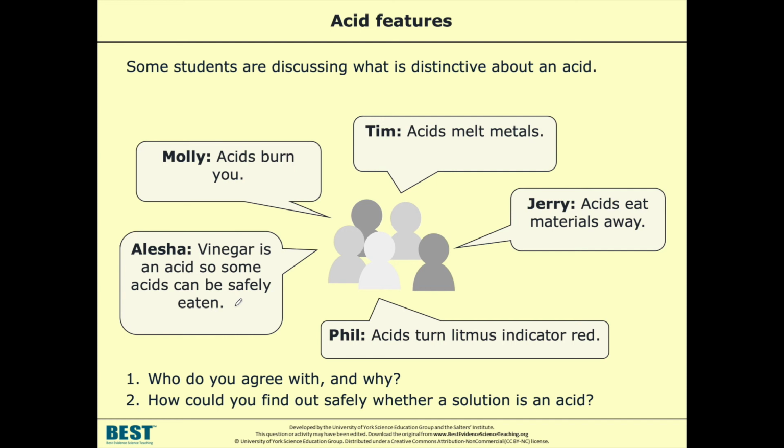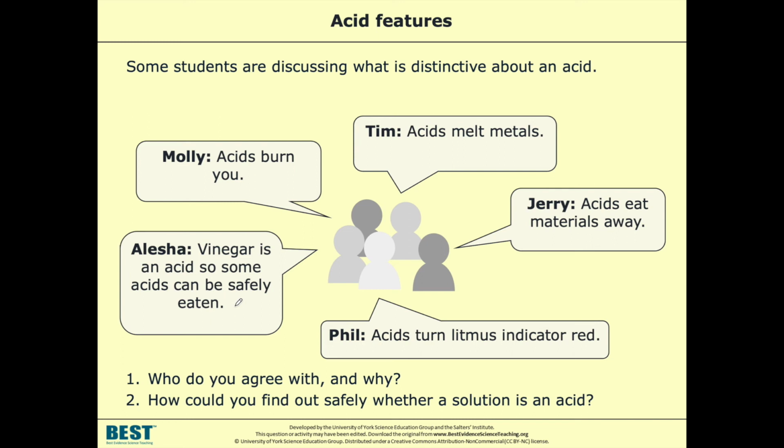And then Alicia said vinegar is an acid, so some acids can be eaten safely. And here Alicia is correct. Some of our everyday acids can be consumed easily. And remember, if we think back to a few slides ago when we were looking at the universal indicator, one thing I didn't highlight but you might have spotted is that actually our stomach is full of acid, and that is at a pH of 1. So our body is quite good at dealing with our everyday acids. It has something that is more acidic within it.